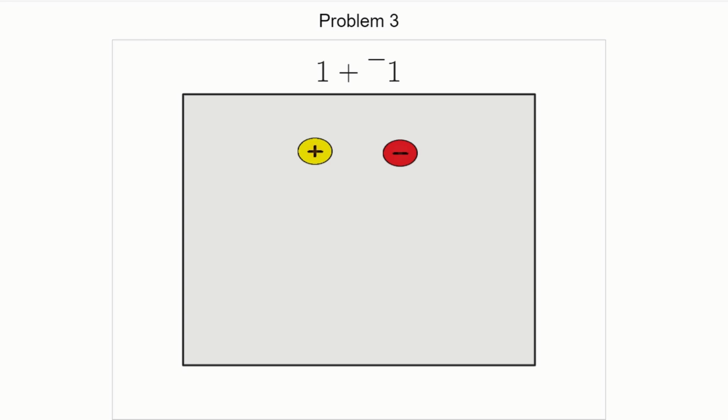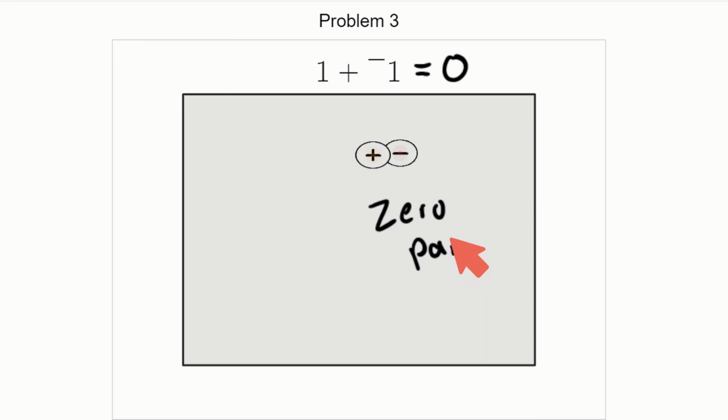Taking a look at our next problem, we have 1 plus negative 1. What happens when we interact a positive and a negative? So let's go ahead and take this positive chip and interact it with this negative chip. And what do you notice happens? When we have positive 1 and negative 1, they are going to cancel each other out, and we're going to end up with 0. This is called a zero pair, because when we have a pair of positive and negative, they cancel each other out, and it ends up being 0.